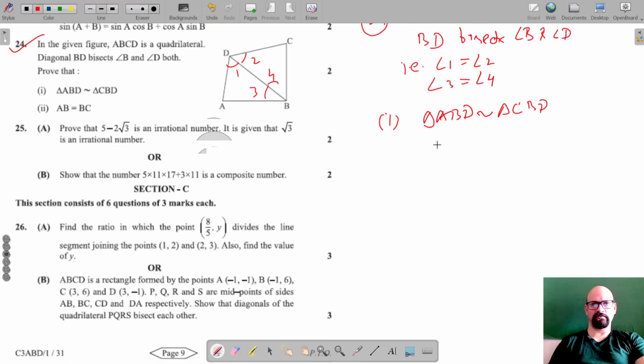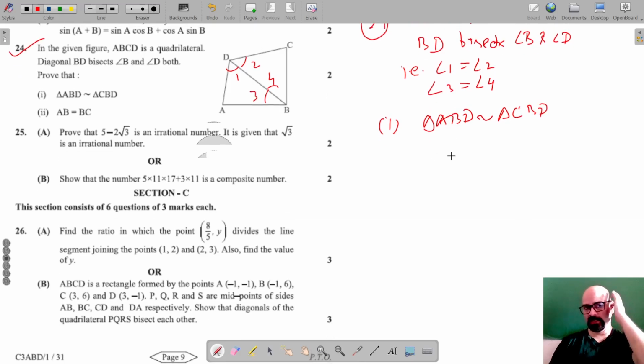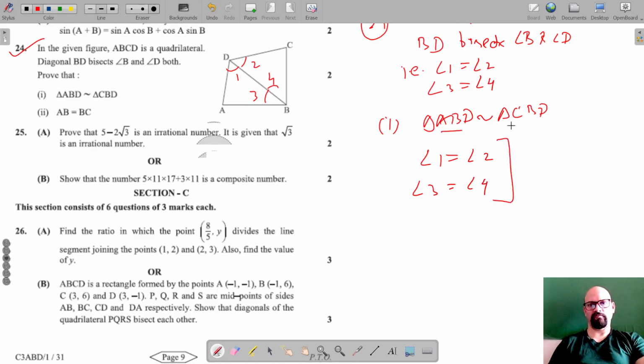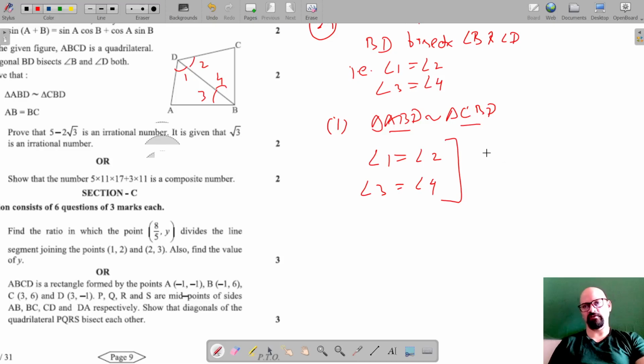So let's take these triangles. In these triangles, angle 1 is equal to angle 2, and angle 3 is equal to angle 4. Angle 1 is in CBD, and angle 2 is in angle CBD, and this is ABD. So these are the corresponding angles of both these triangles, and this is because BD bisects angle B and angle D.